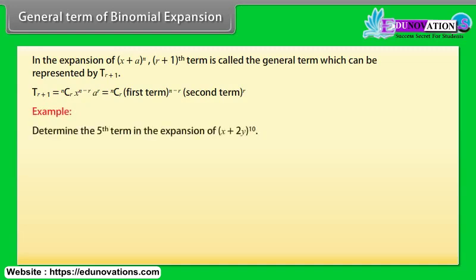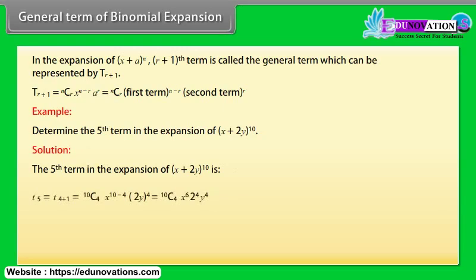Example: determine the fifth term in the expansion of (x + 2y)^10. Solution: the fifth term in the expansion of (x + 2y)^10 is given below. It is 3360 into x raised to power 6 into y raised to power 4.